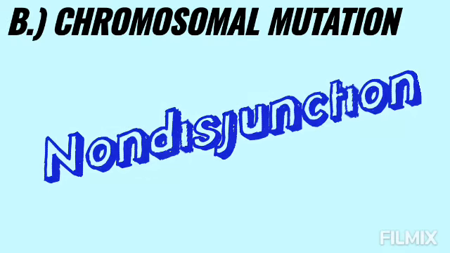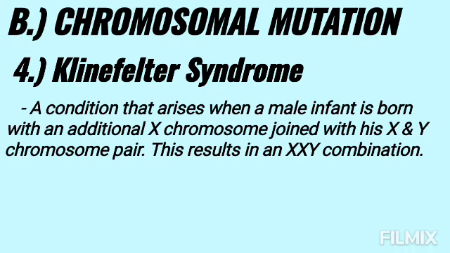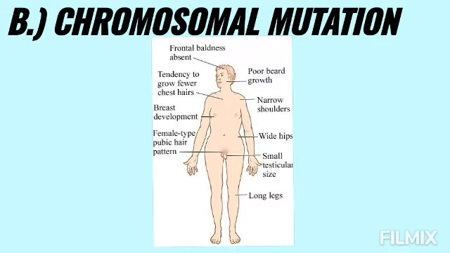An example of the disjunction that occurs only among male individuals is Klinefelter syndrome, a condition that arises when a male infant is born with an additional X chromosome joined with his X and Y chromosome pair. This results in an XXY combination. Carrying an XX chromosome causes some parts of his body to look more feminine in structure, as shown in the figure. Notice that Klinefelter affects testicular development, reducing the size of testicles and lowering the amount of testosterone level.